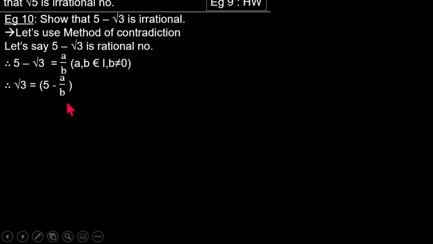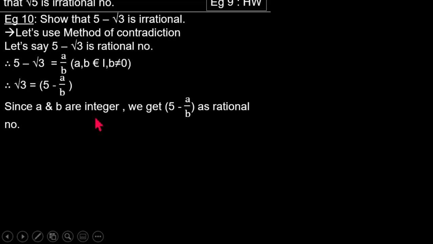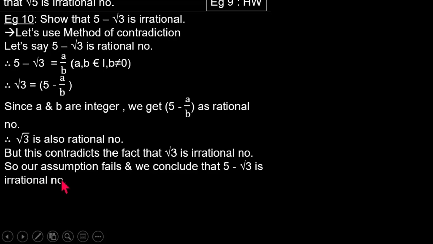Now, since a and b are integers, a by b will become a rational number. 5 minus a rational number will again be a rational number. So, a and b are integers, so we get a by b as rational because they are in p by q form, and 5 minus a by b also becomes rational. Since the right hand side is a rational number, root 3 is also a rational number. However, this contradicts the fact that root 3 is an irrational number. We know that. So our assumption fails. Our assumption that 5 minus root 3 is a rational number fails, and hence it's an irrational number.